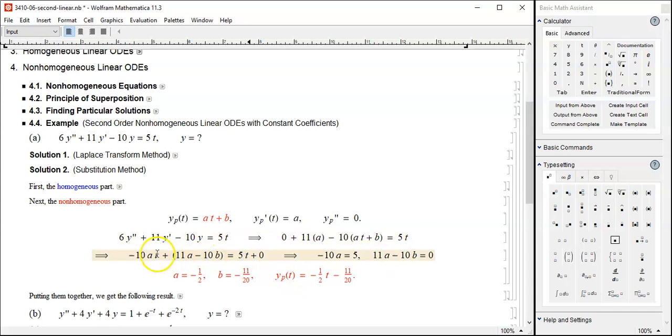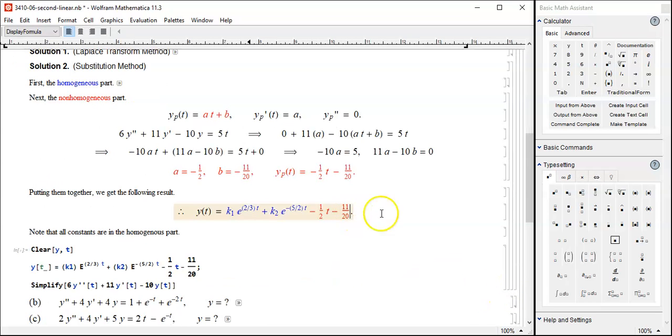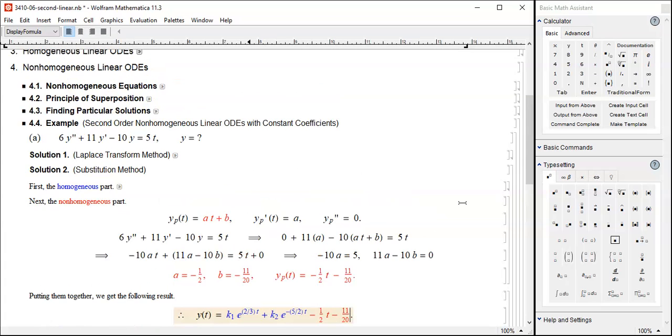Now, take the like terms together and compare the coefficients. The t coefficient is 5, and that is equal to -10a. That gives me the first equation, and the other gives you the second equation. We have a system of linear equations: 2 unknowns and 2 linear equations. We can have a unique solution here. And yes, indeed, a is -1/2, b is -11/20, and we have the particular solution. Add them together, then you get the solution, and of course, we have the same thing as the one you saw before in solution 1.